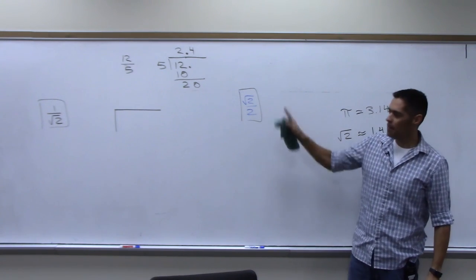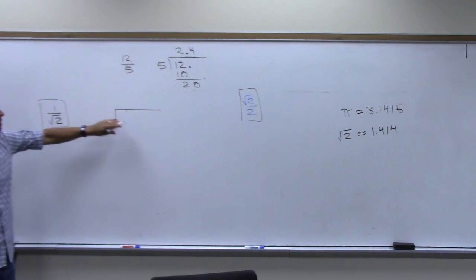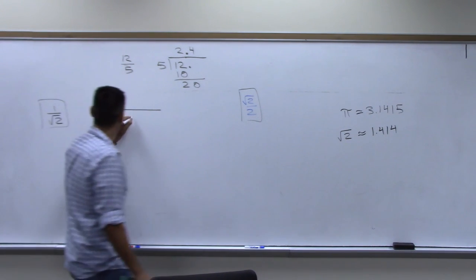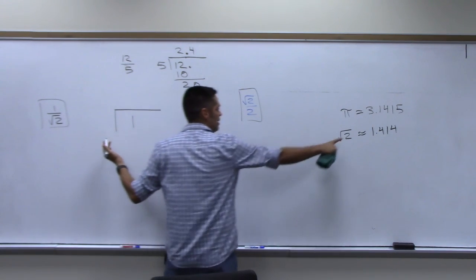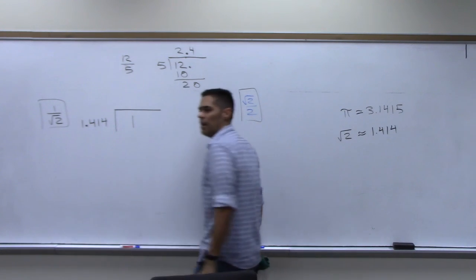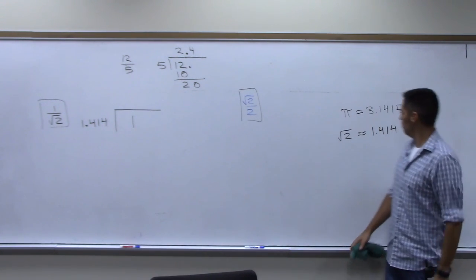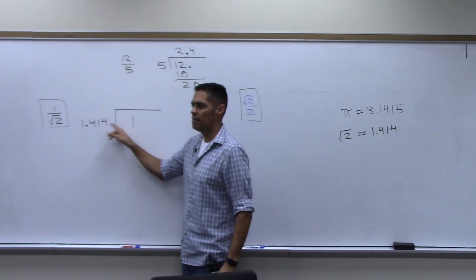Y'all seen that before? Let's try to do old school division on this. What would go inside the division bar? 1. What would go outside the division bar? Well, I'm a dork. I'm back in the different generation. I know that. I know it out at least 4 digits. Okay? With me? Yeah. Now, what do you multiply 1.414 by to get 1?